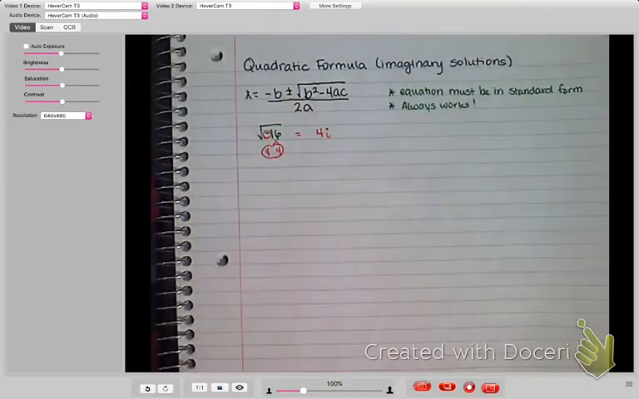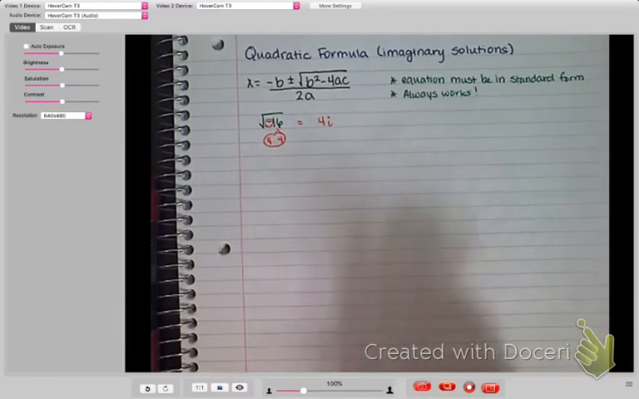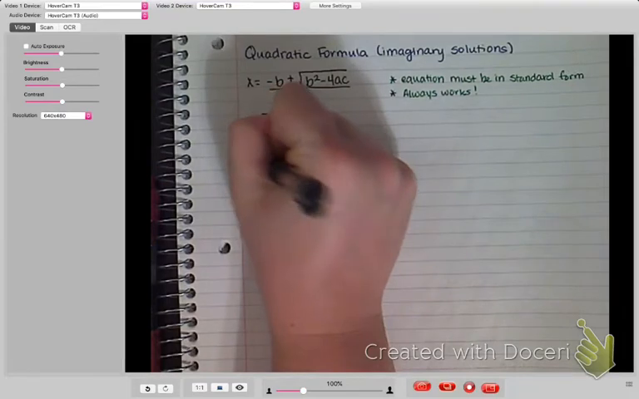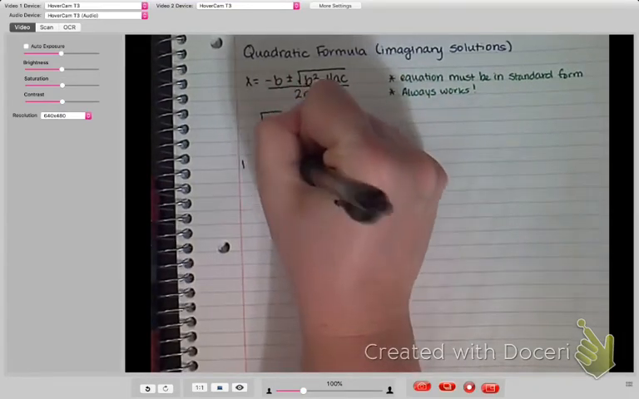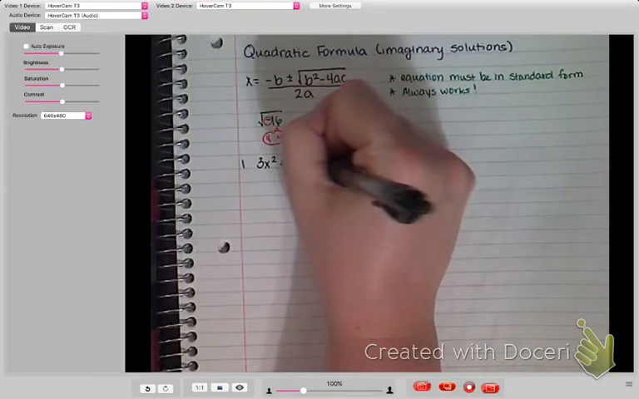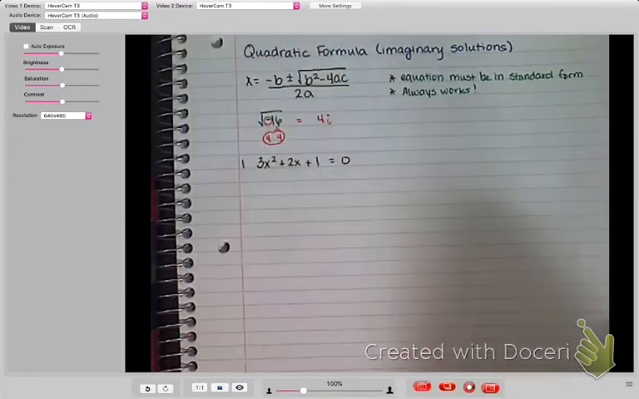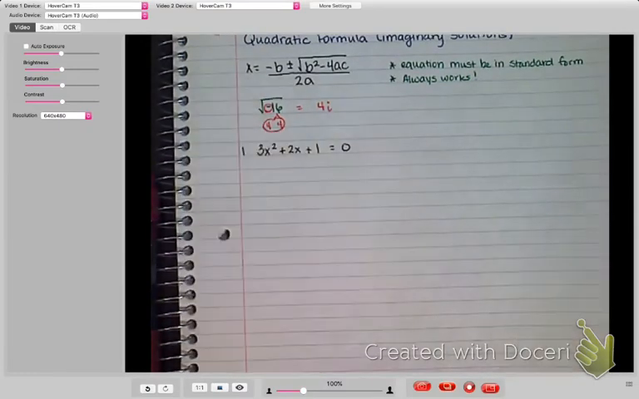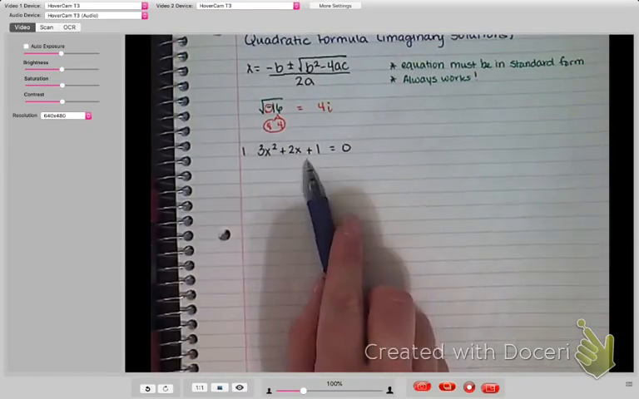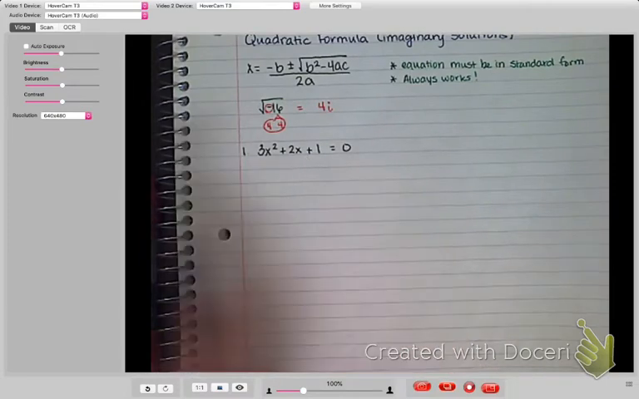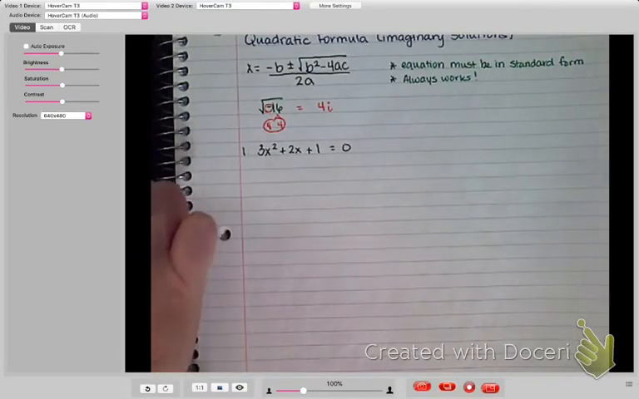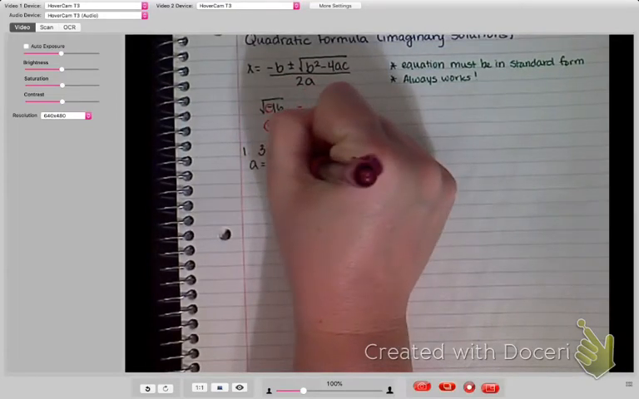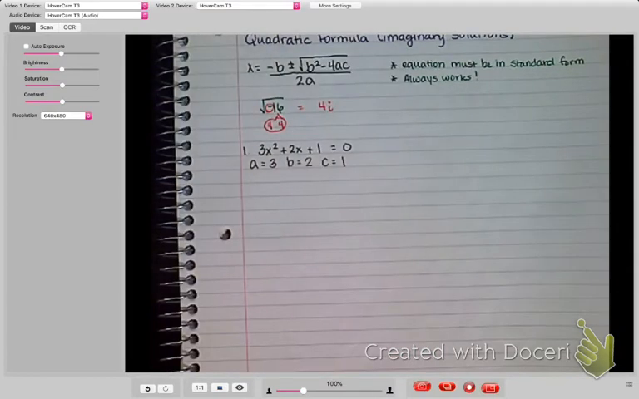So we're going to kind of just jump right in. Let's start with 3x squared plus 2x plus 1 equals 0. Okay. So first things first, we want to make sure that we are in standard form, which we are: ax squared plus bx plus c equals 0. So we're going to identify our a, our b, and our c. a is 3, b is 2, c is 1.